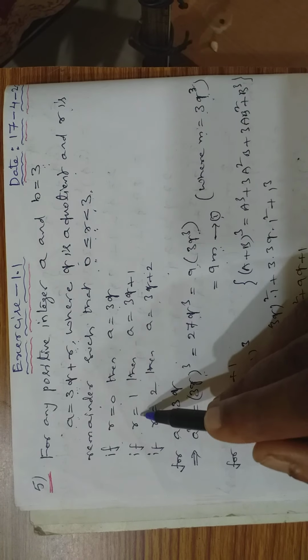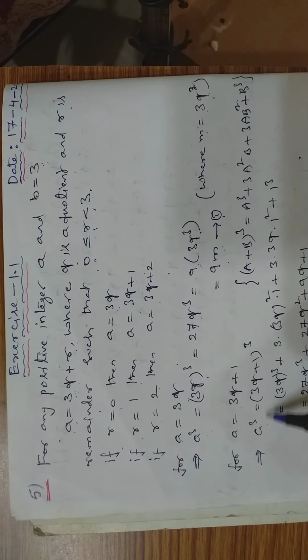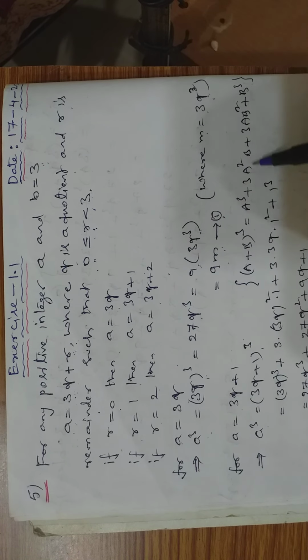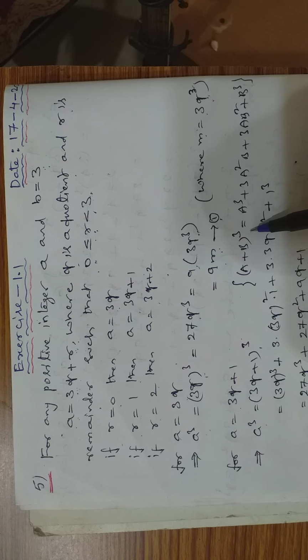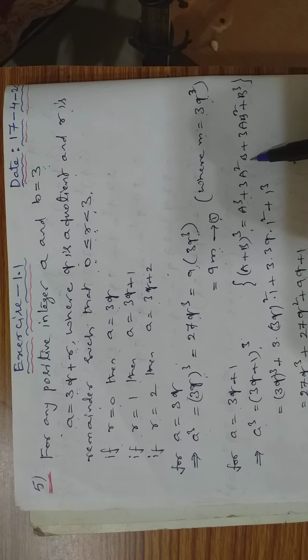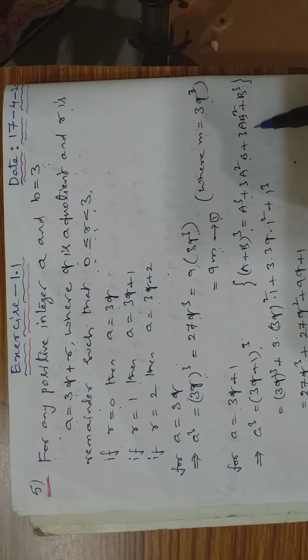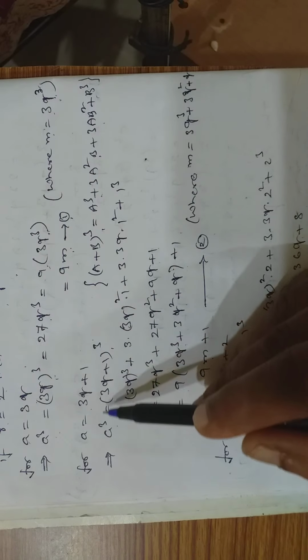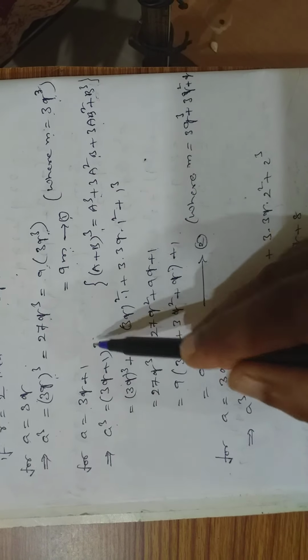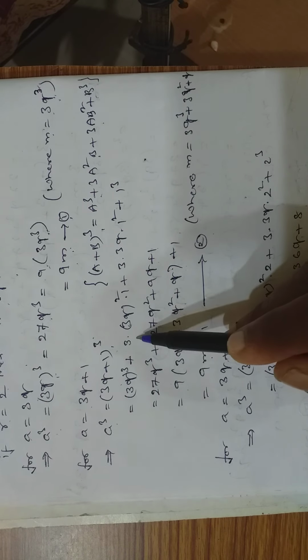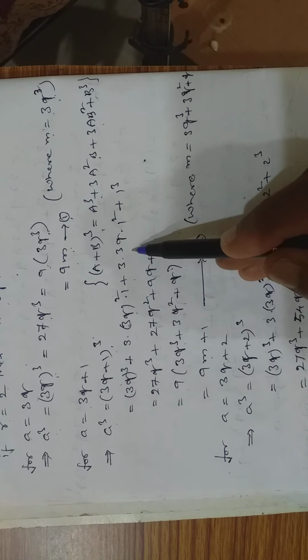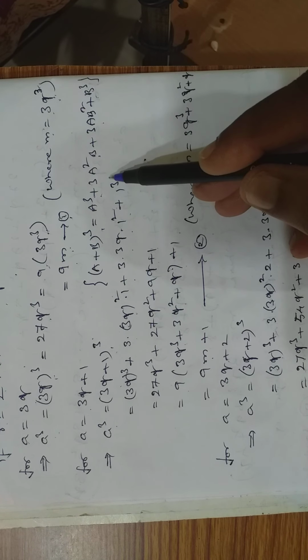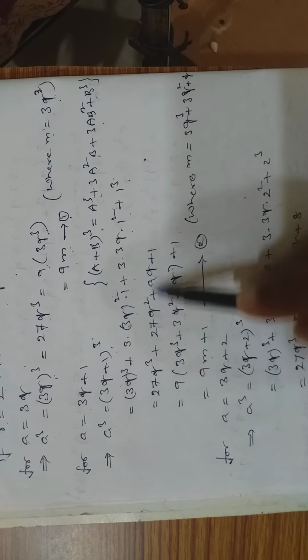Now let us go with a is equal to 3q plus 1 and cubing on both sides. We get a cube is equal to 3q plus 1 whole cube. By applying this algebraic formula, a plus b whole cube. What is a plus b whole cube? a cube plus 3a square b plus 3ab square plus b cube. So by using this formula, a cube is equal to 3q plus 1 whole cube, that is equal to 3q whole cube plus 3 into 3q square into 1 plus 3 into 3q into 1 square plus b cube, which is 1 cube.